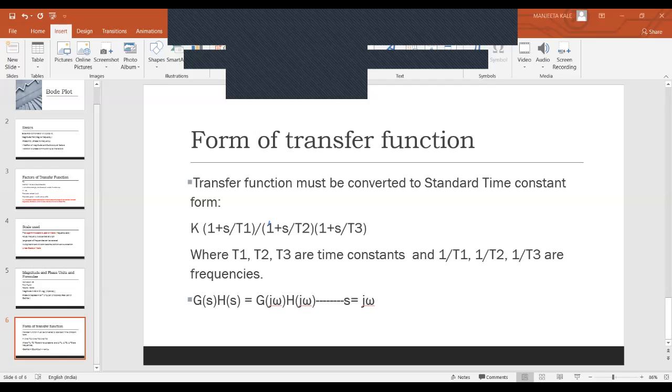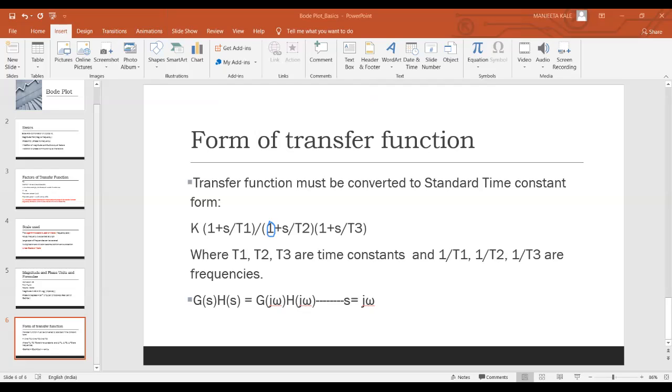Here, please understand that coefficient in your bracket must be 1. So if you have, say, s plus 3, then to make it in standard time constant form, you need to take this 3 common, and your standard time constant form would be 3 into (1 plus s by 3), where 3 is taken out, taken common, okay? And so when T1, T2, T3 are time constants, 1 upon T1, 1 upon T2, 1 upon T3 are frequencies. Reciprocal of time is equal to frequency.